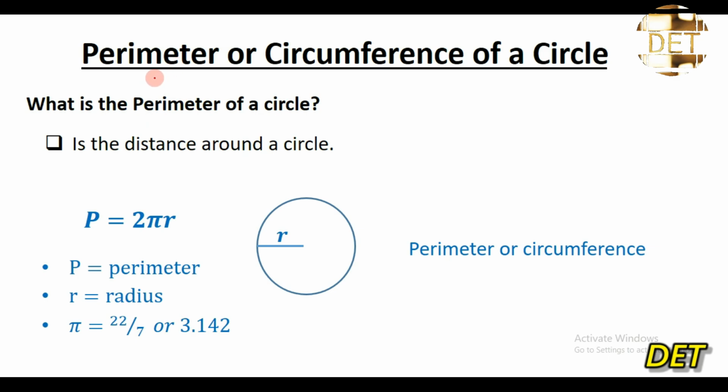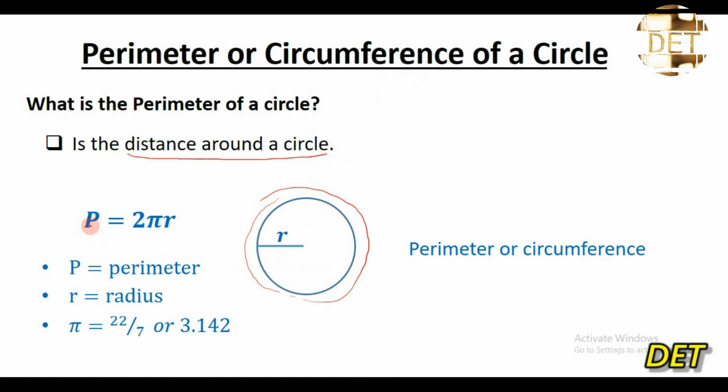Okay, here in this video, we're going to look at the perimeter or circumference of a circle. The perimeter of a circle is also referred to as the circumference of the circle. So what is the perimeter or circumference of a circle? It is the distance round a circle. If you look at this circle, the distance around it is known as the perimeter or the circumference of the circle.